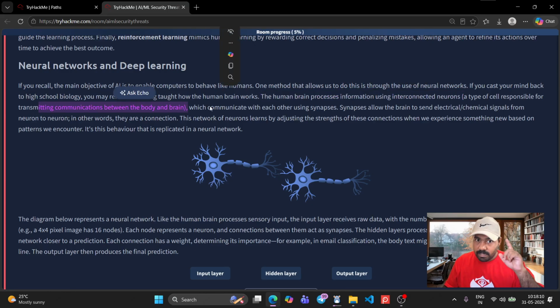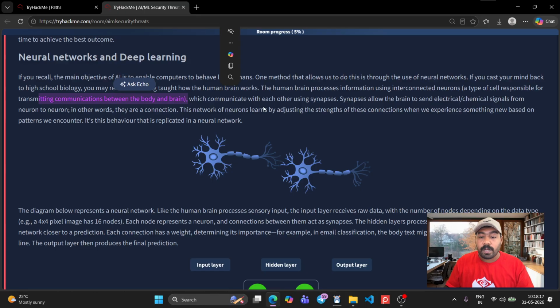Okay, going back to the high school biology topic, you will be understanding how the brain processes information. Neurons communicate with each other using synapses. A synapse allows the brain to send electrical or chemical signals from neuron to neuron. In other words, they are a connection.